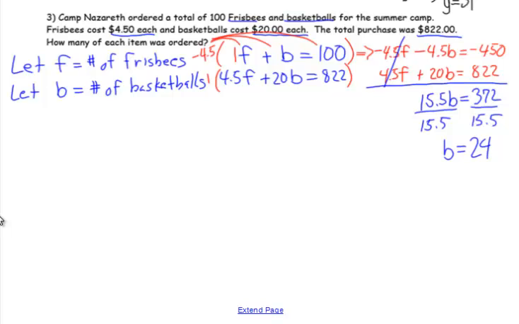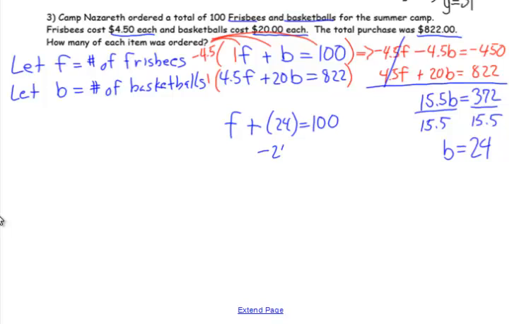Now this is an instance where you're talking about the number of basketballs. So you really want that to come out to be a whole number. You wouldn't want half of a basketball. I'm going to go back to my original equation. Well, it's frisbees plus the number of basketballs equals 100.